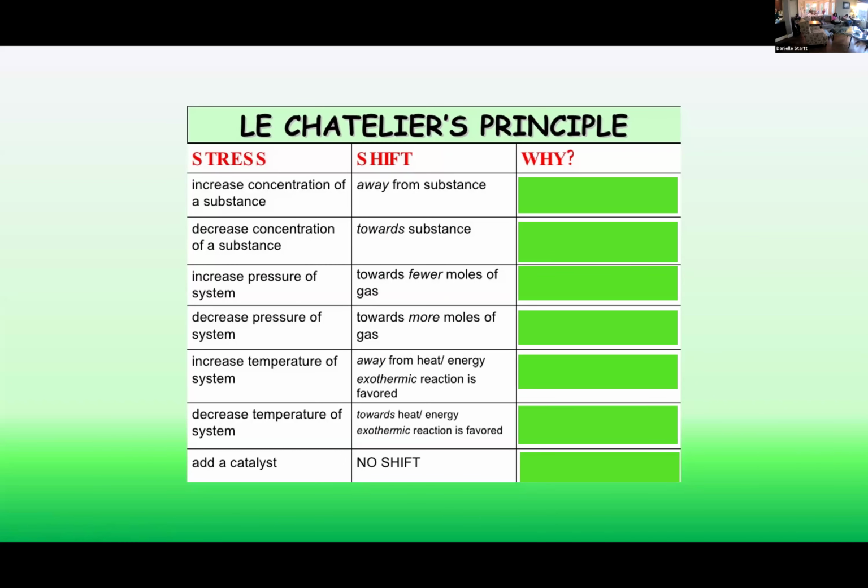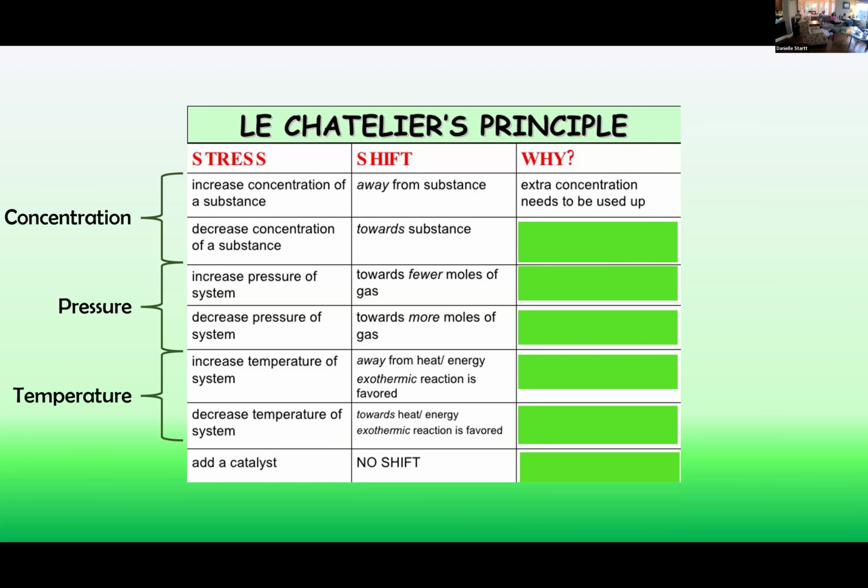Why does this happen? So here's your stress. If you increase the concentration of a substance, it's going to shift away from that substance. Why? These deal with concentration, these are going to deal with pressure, and these are going to deal with temperature. So extra concentration is going to need to be used up. When you're adding extra concentration, it needs to be used up, which is why it's going to shift away. So if you decrease the concentration of a substance, it goes toward the substance.